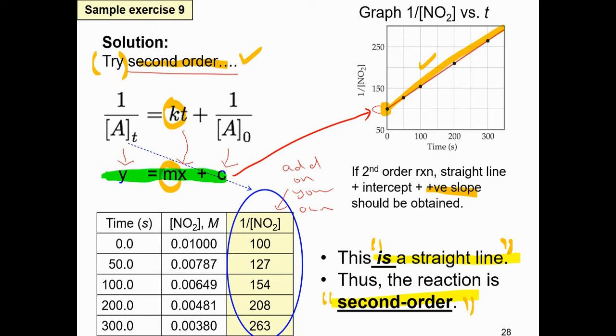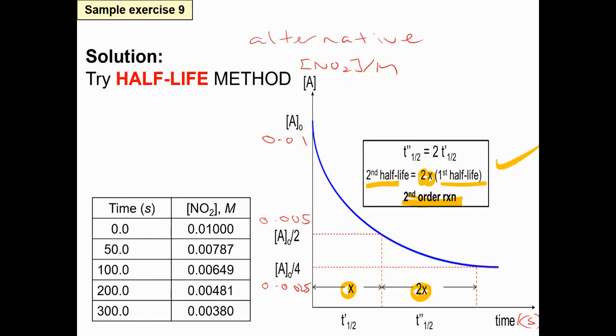So of course, the easiest way would be to use half-life, because using half-life, you know whether it's zero, first or second. For zero it is easy, it is just a linear graph with a negative slope. If it's first order, the first half-life and the second half-life would be the same. If second order, the second half-life would be 2 times the first half-life.